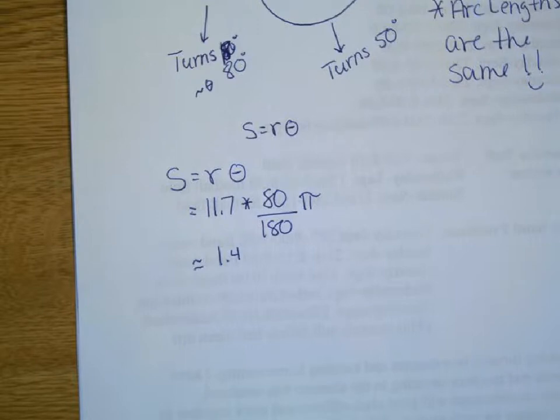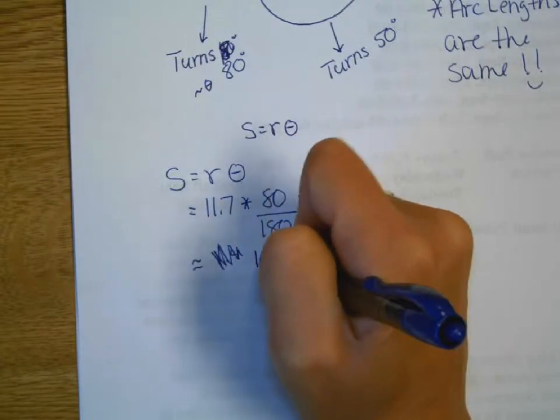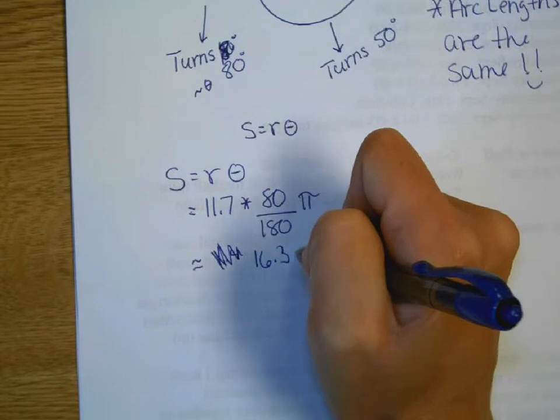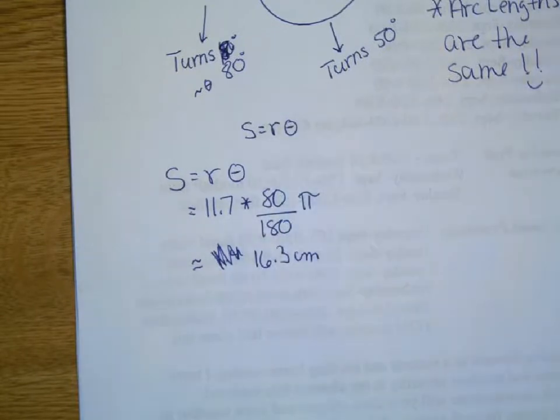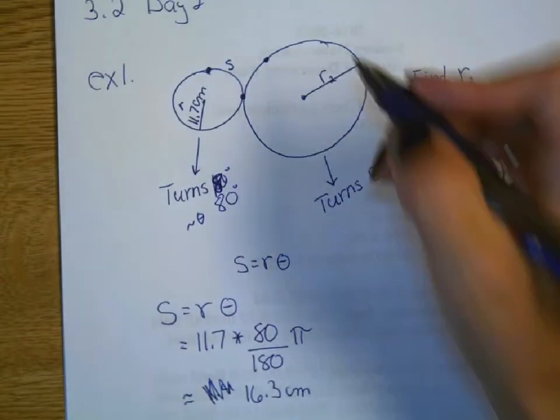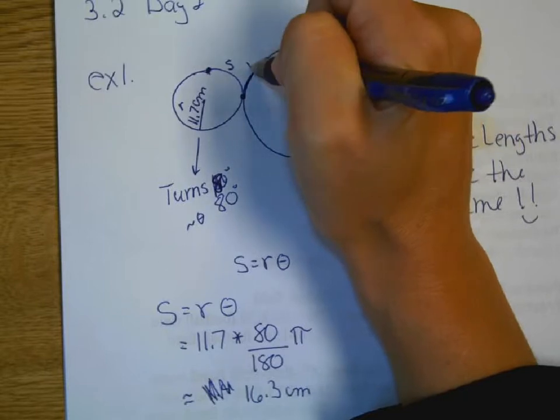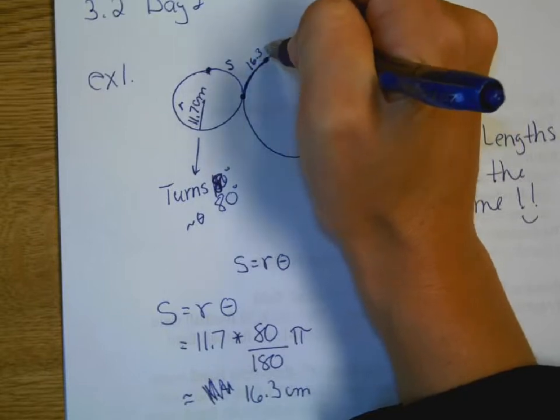So we wanted the distance traveled, so I did multiply it in. So it's 16.3 centimeters traveled. So that means on the other pulley, this point also traveled 16.3 centimeters.